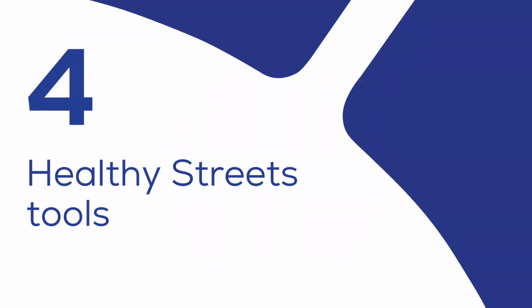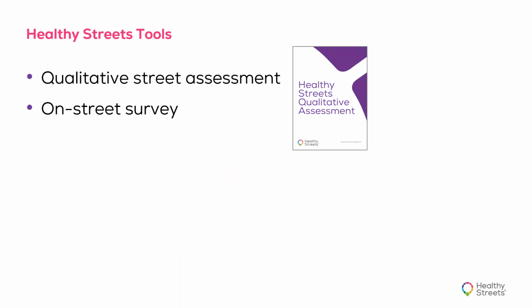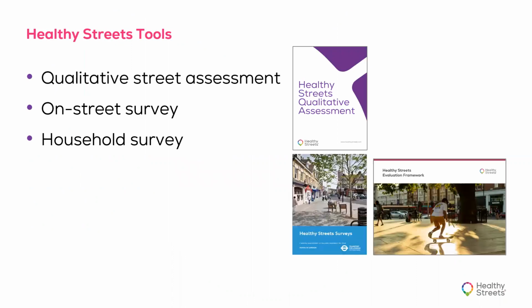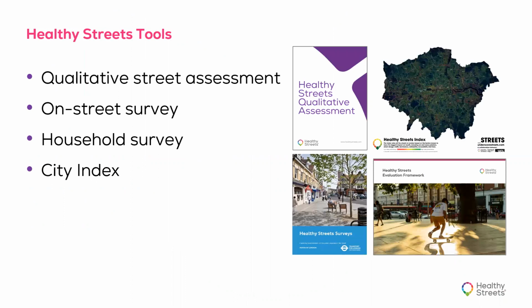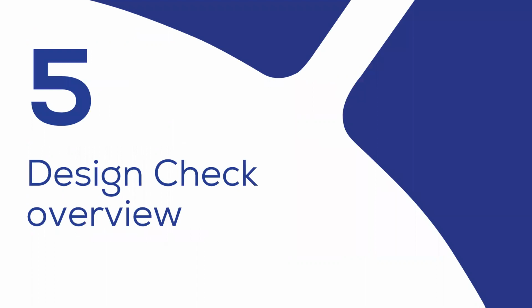So the Healthy Streets tools are developed to enable different people in different places apply the Healthy Streets approach. We endeavour to make as many of these freely available to all via the Healthy Streets website. And here are some examples for you. There's a qualitative street assessment, an on-street survey, a household survey, and a citywide index. Coming next will be a new community app for members of the community to score streets themselves. But for now, we're going to be focusing on the design check.